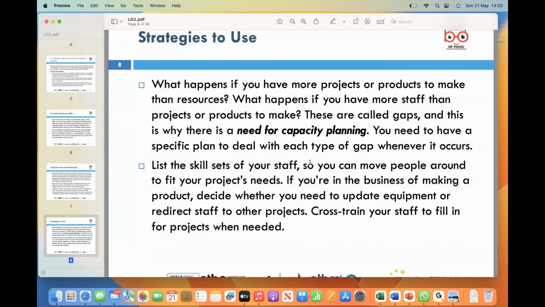So, to begin with, let's explore what happens when you have more projects or products to make than available resources. This situation can lead to resource constraints, delays, and potential bottlenecks in your operations. To effectively deal with the gap, it is crucial to engage in proactive capacity planning. This planning process involves creating a specific plan tailored to each type of gap you encounter.